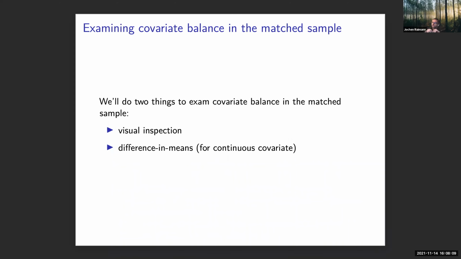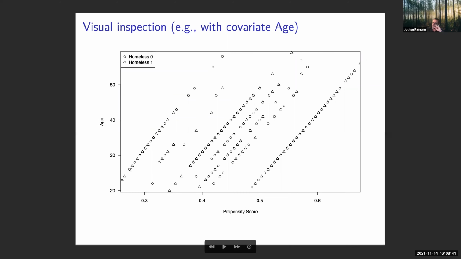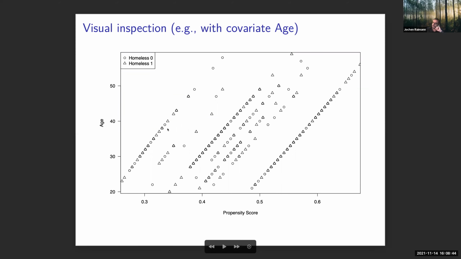We will now do two things to examine the covariate balance in the matched samples. We will do visual inspection, and we will do differences in means for continuous covariates. So this is the covariate age. The propensity scores are essentially distributed in this fashion. It is a linear relationship they're creating. But you see, and this is interesting, quite distributed frequencies between the various groups, between homeless and non-homeless.